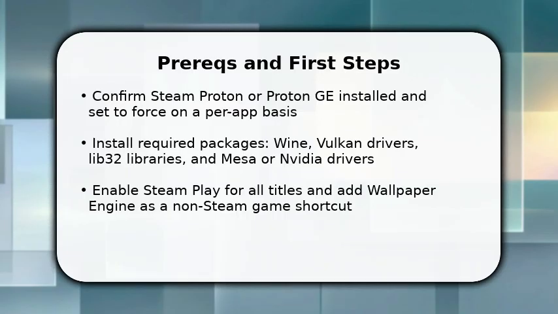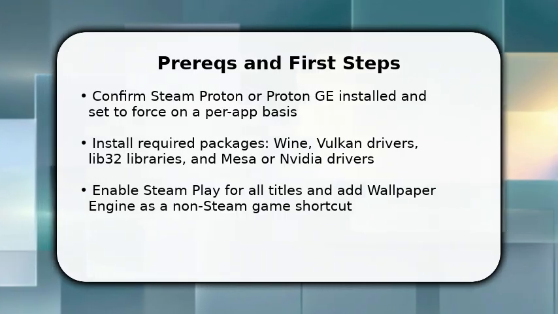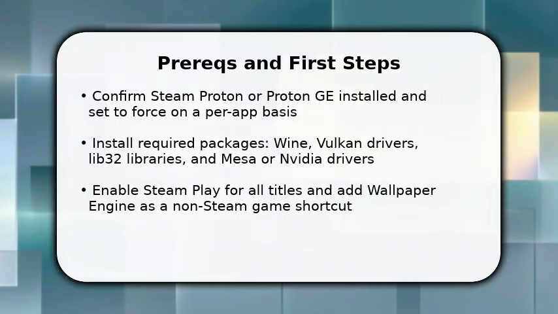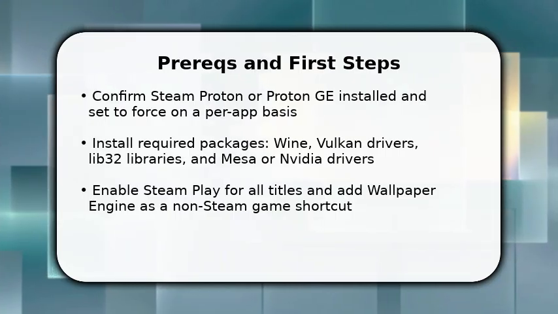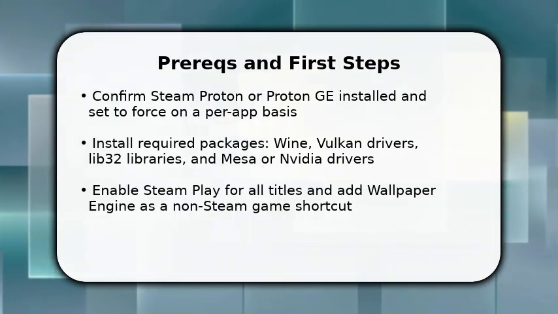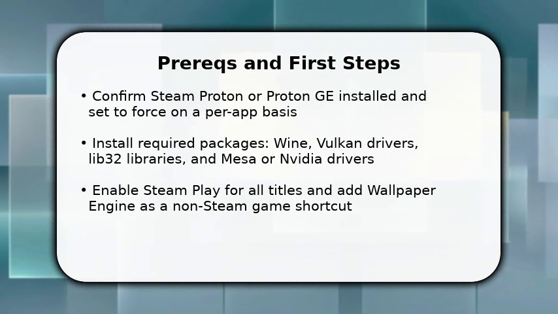Now add Wallpaper Engine as a non-Steam shortcut if needed, then right-click, Properties, and force the Proton version. You're ready to launch the installer. This first phase gets the environment stable.